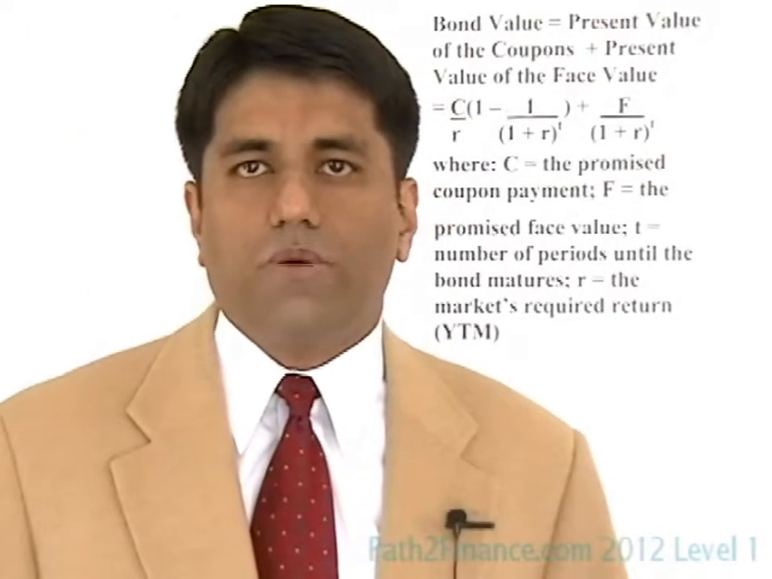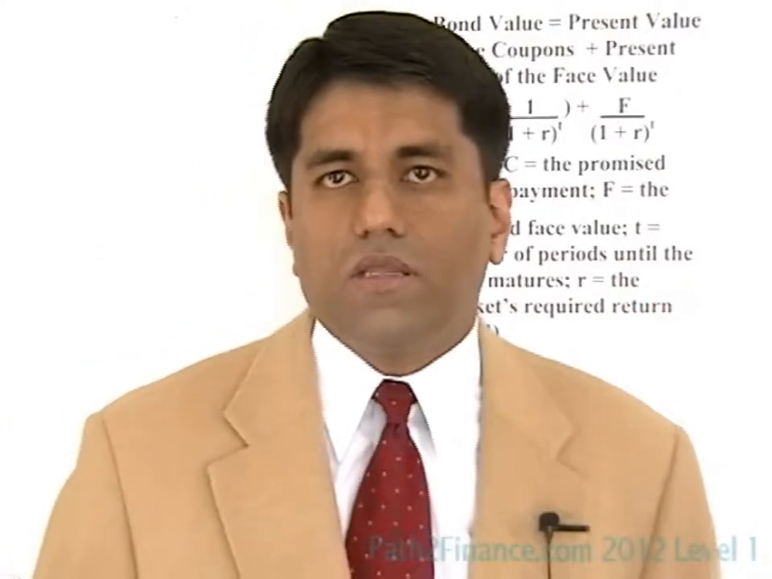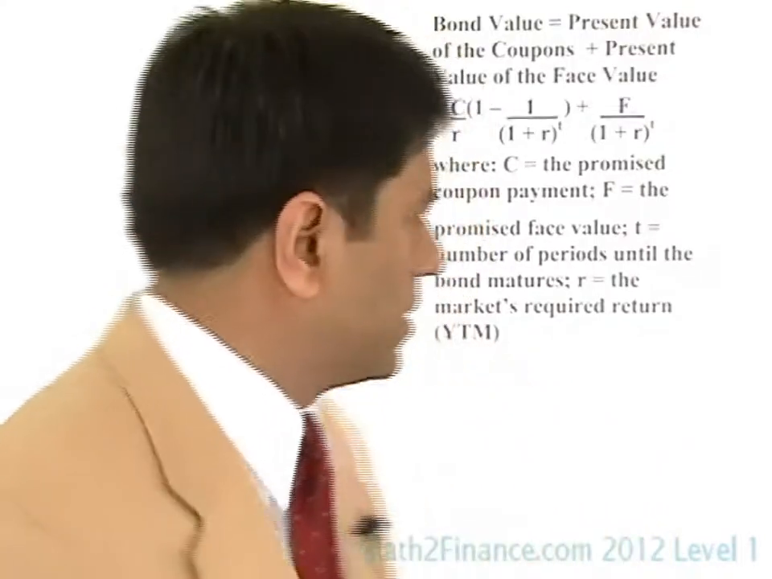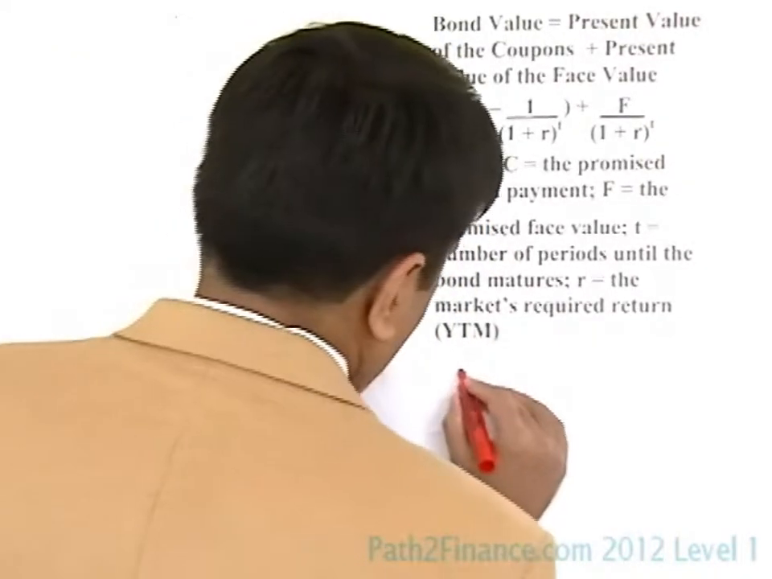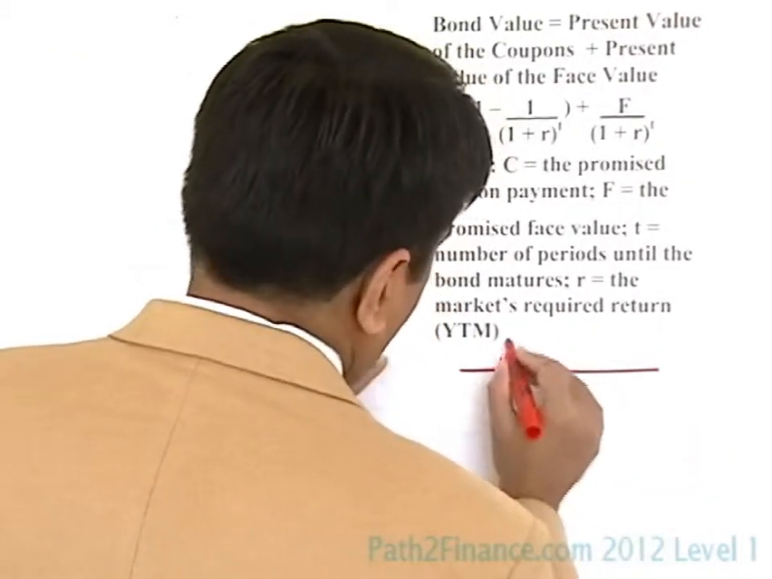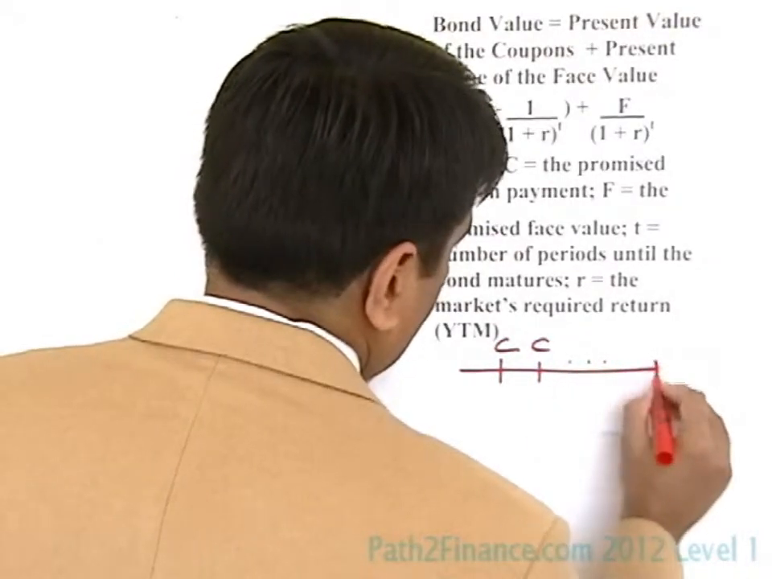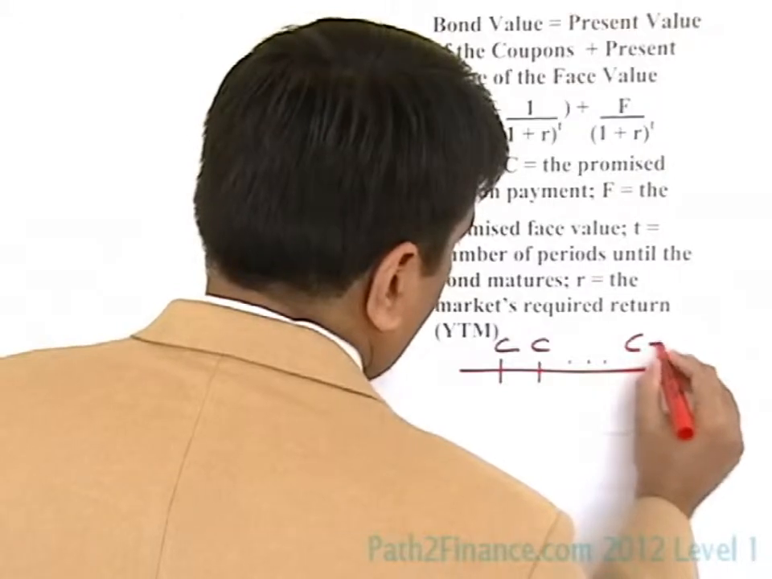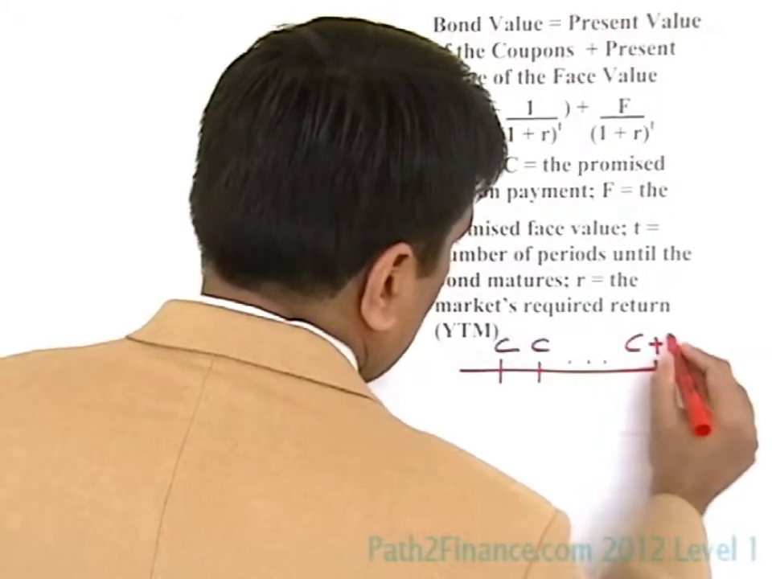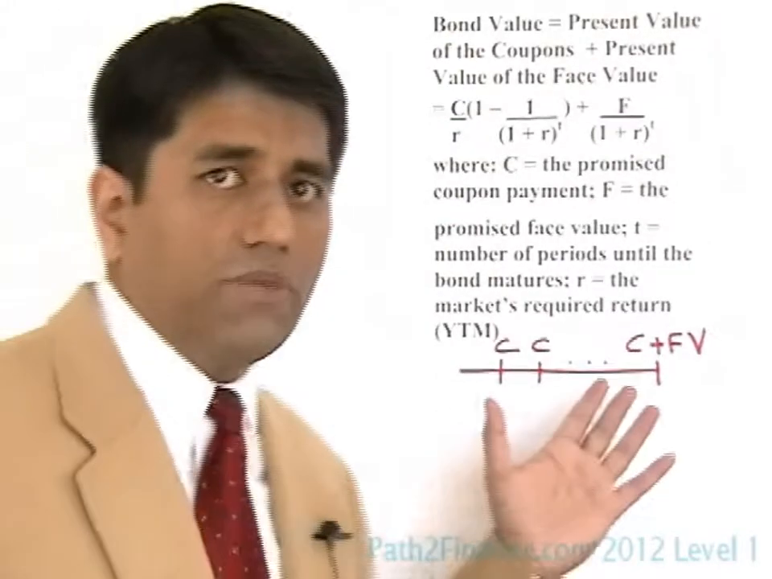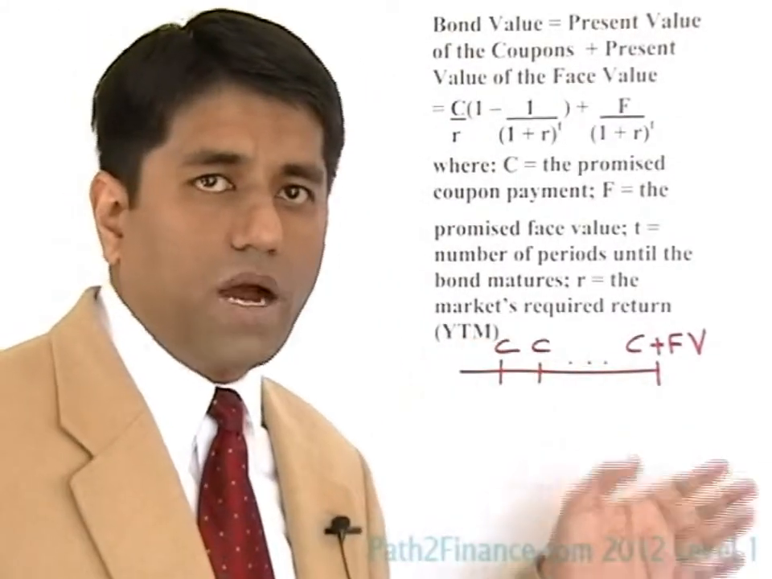We now get on to bond pricing. As with any other asset, the price of the bond is the discounted value of the cash flows it produces. Now a bond, as you know, produces cash flows C every period till maturity, when it produces the last coupon C plus face value.